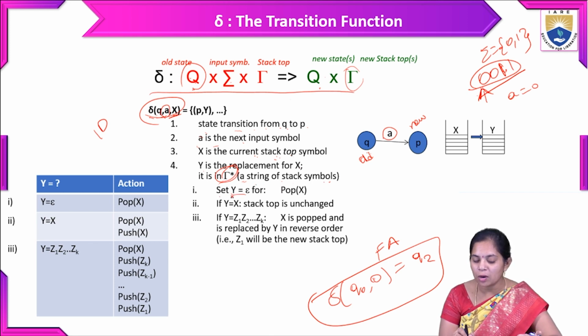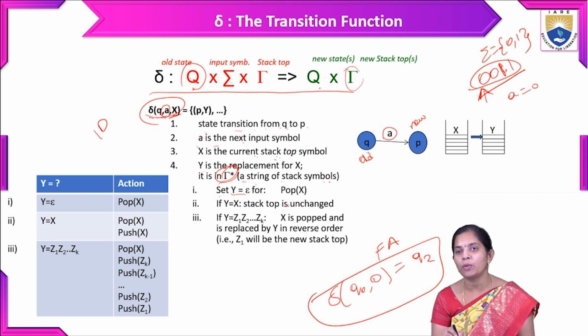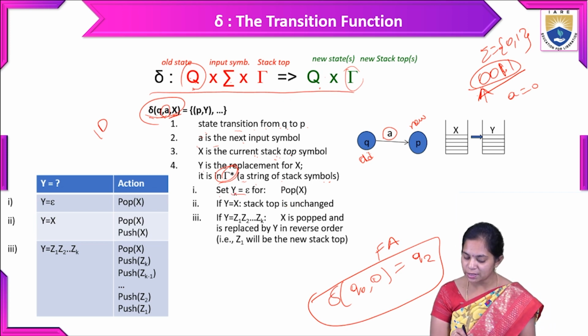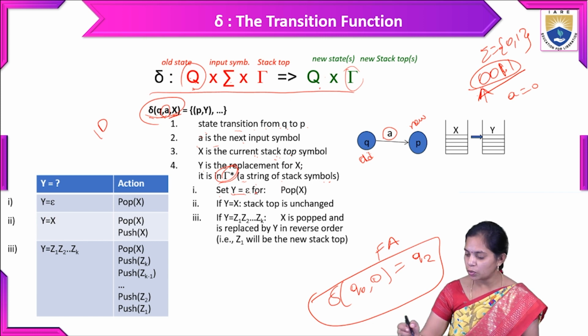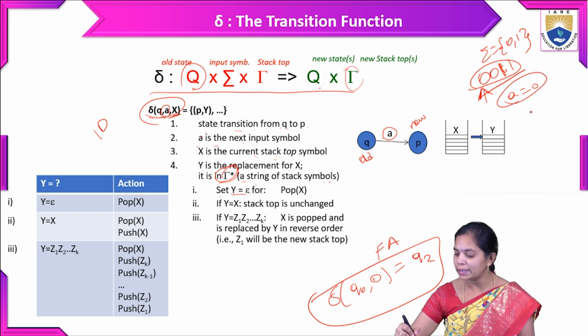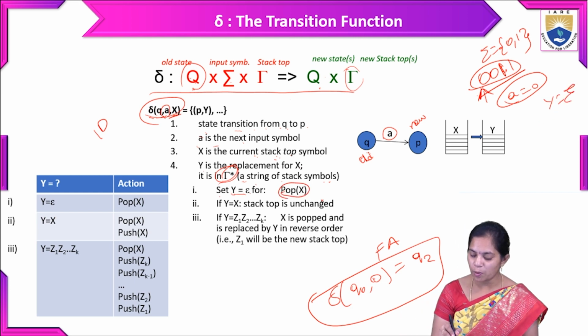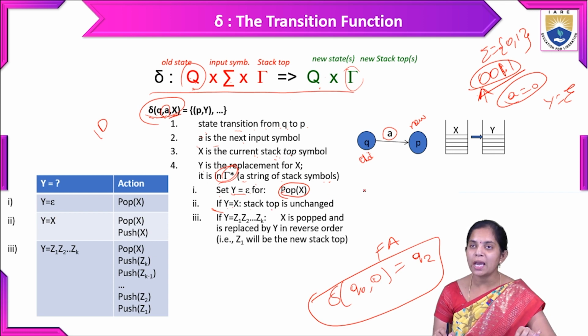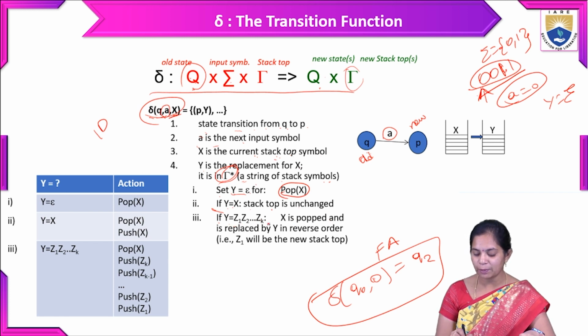Based on the situation, the Y value is going to change. So here Y is equal to epsilon. In case, after consuming all the input symbols, Y is only epsilon, the X pop operation is done. And next, Y is equal to X. In that case, the stack top is unchanged. And if Y is equal to Z1, Z2, up to Zk, then X is popped and replaced by Y.